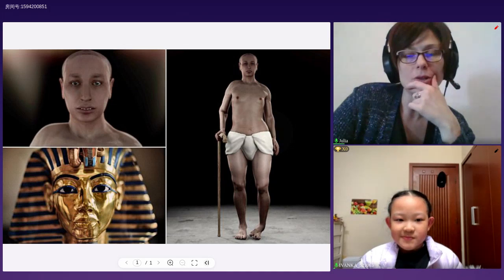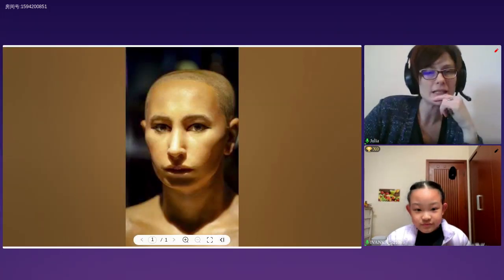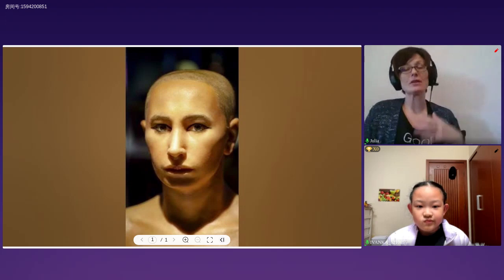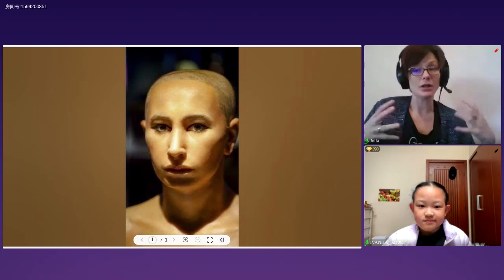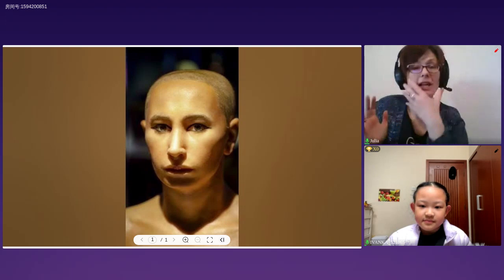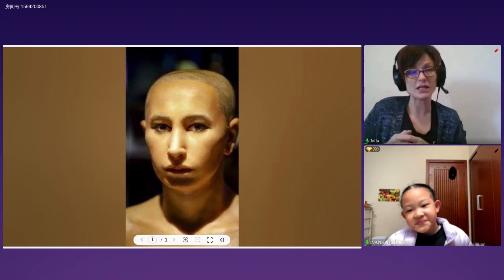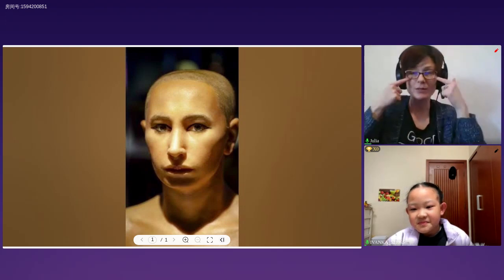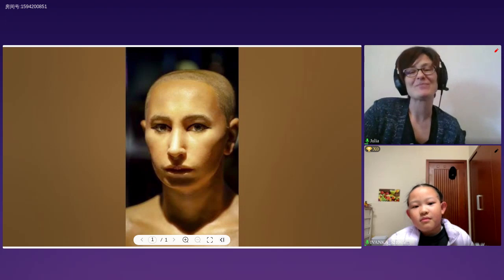Let me go to this picture number 1. You can see the way Egyptian people looked a long time ago. They had those narrow faces, long noses, right? And something is very interesting about his eyes. What can you tell me about his eyes?